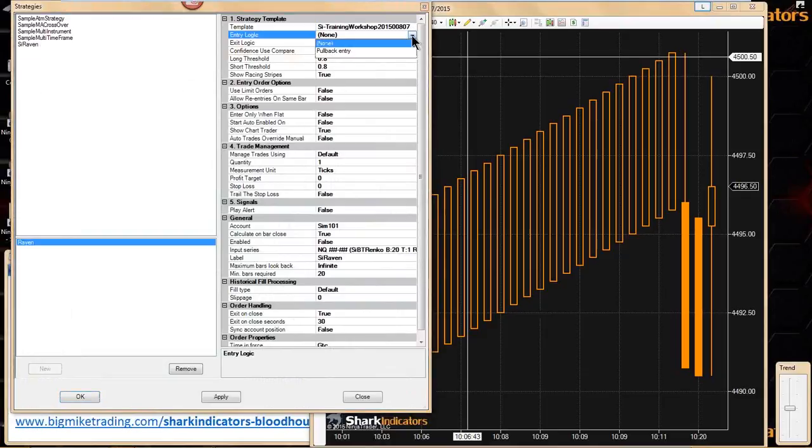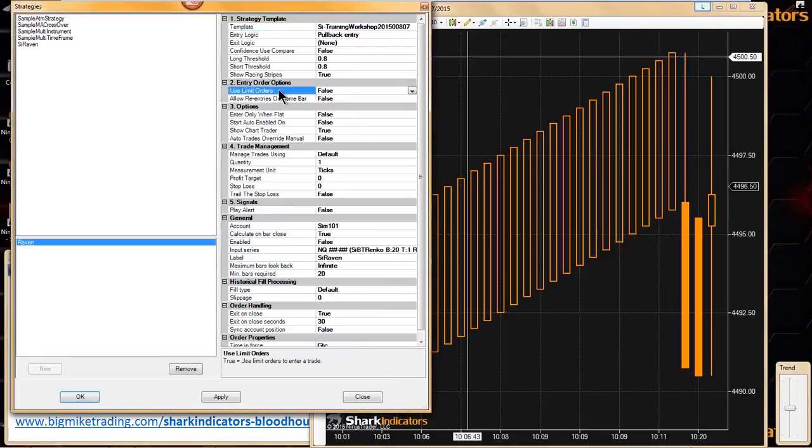All right, I'm going to set my entry logic to the pullback entry, and we're just going to use a market order here, so I'll leave that on false. So here's something that will come into play with this type of trading system. I'll get back to this setting here in a moment, but I'm going to set this to true. Essentially, I don't have to change anything else.